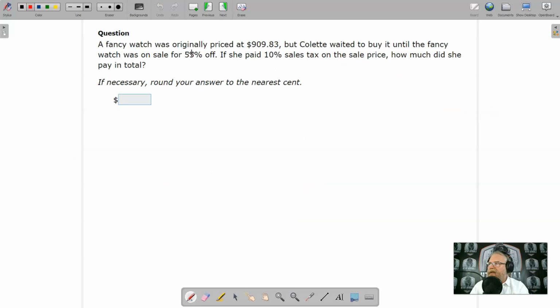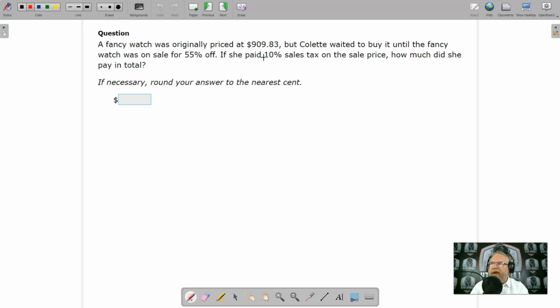A fancy watch was originally priced for $909.83, but Colette waited to buy it until the fancy watch was on sale for 55% off. She paid 10% sales tax on the sale price. How much did she pay in total?